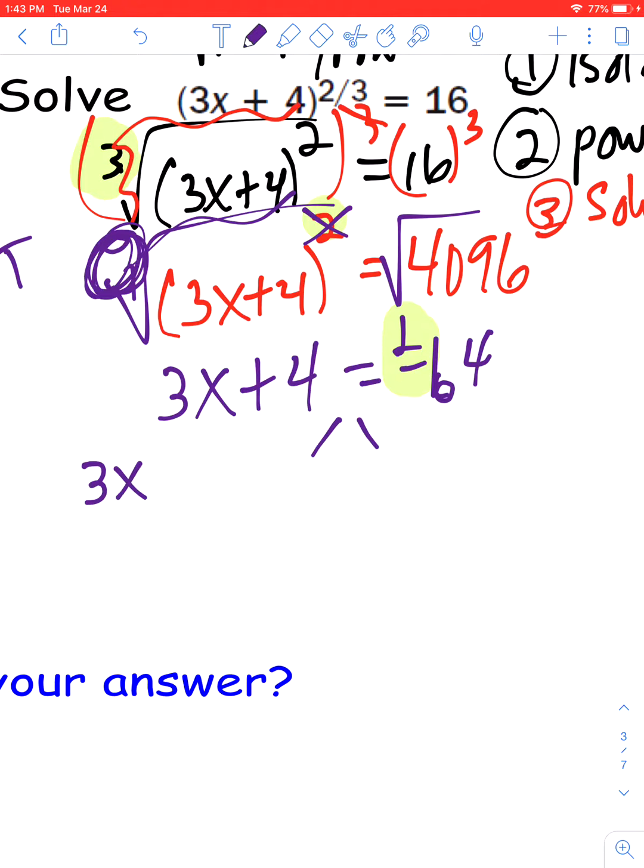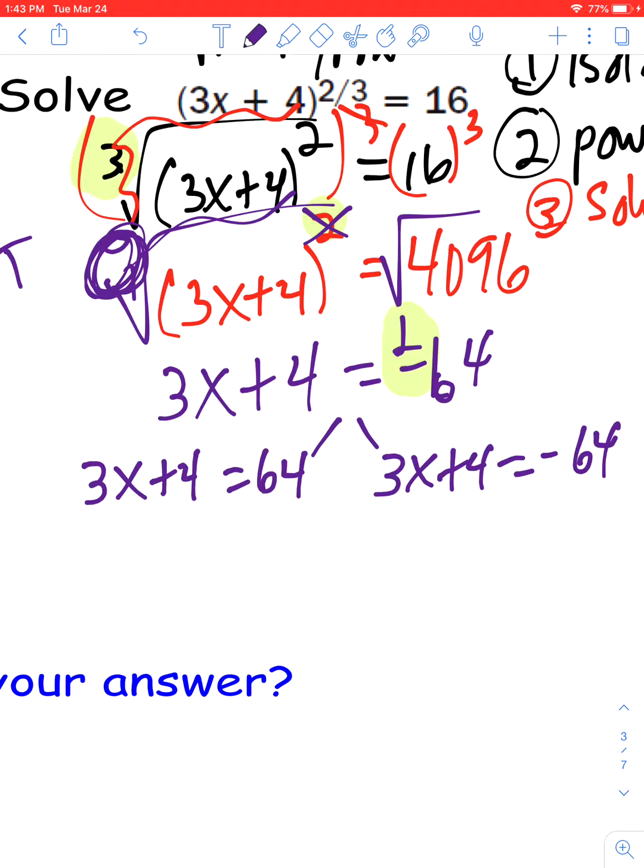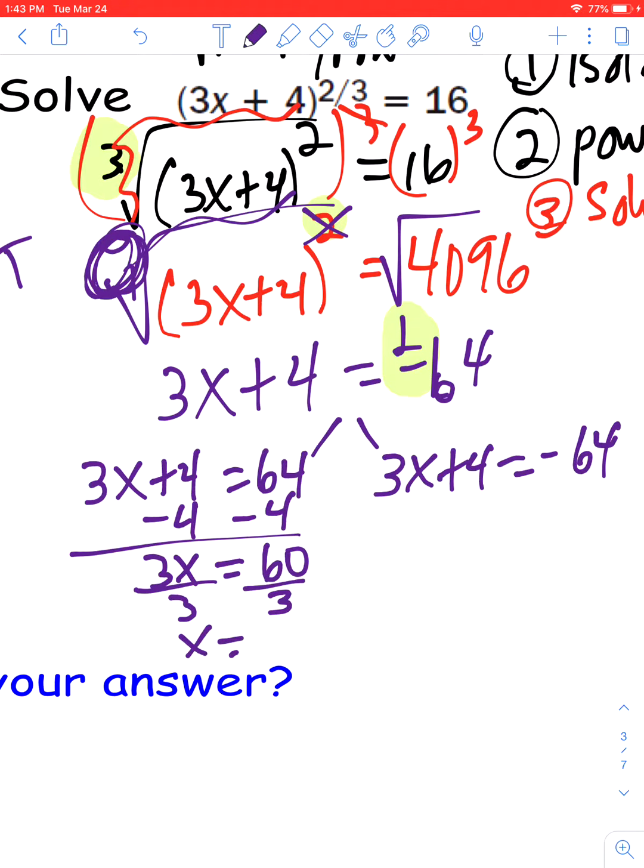So again, whenever you are taking an even root, you have to get the plus or minus. This breaks down into 3x plus 4 equals a positive 64, and 3x plus 4 equals a negative 64. Now I can solve. I'm going to subtract 4 from both sides. 3x is equal to 60. Divide both sides by 3. So one solution possibly is x equals 20.